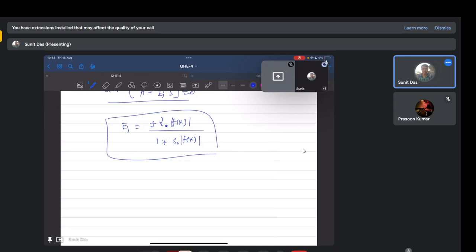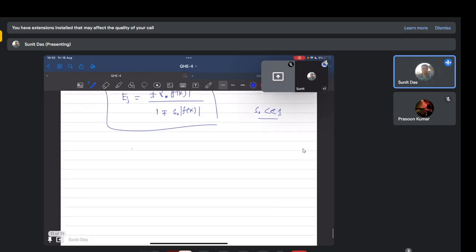So this is my energy spectrum for tight binding graphene. Now it is often found that S0 is very much less than 1. So then we take the approximation and say that the energy is simply given by gamma 0 mod of f of k. So this is my tight binding energy for graphene in this limit. It has been found that S0 is quite small. If you neglect that term, there is not much difference in the energy spectrum in terms of explaining experiment as well as other things in theory.